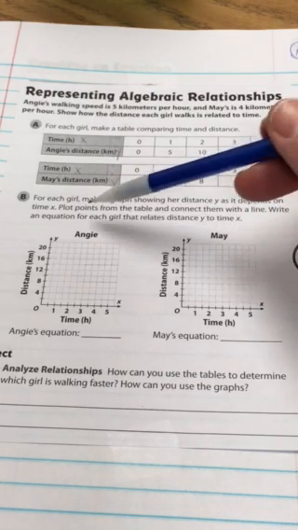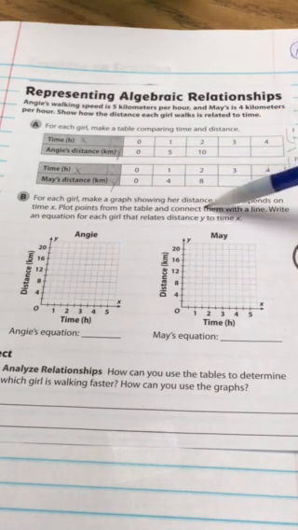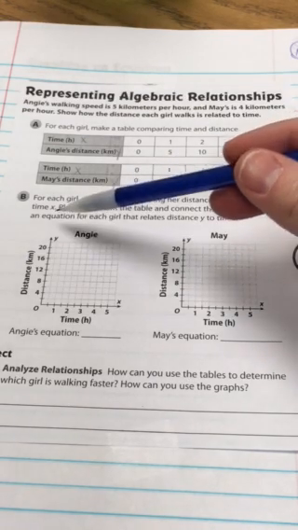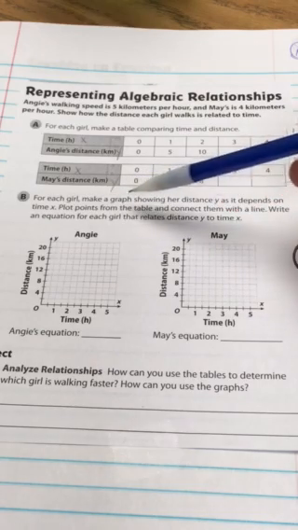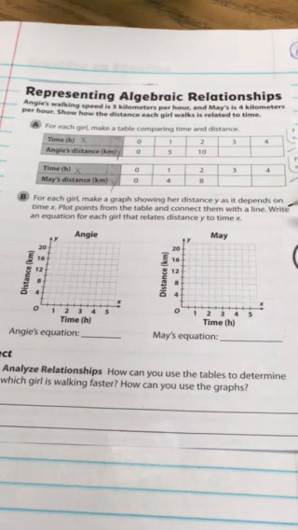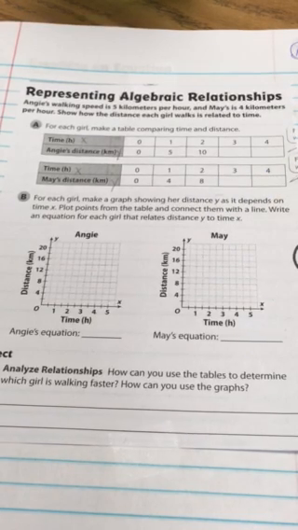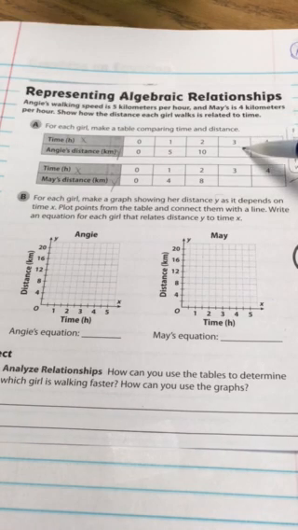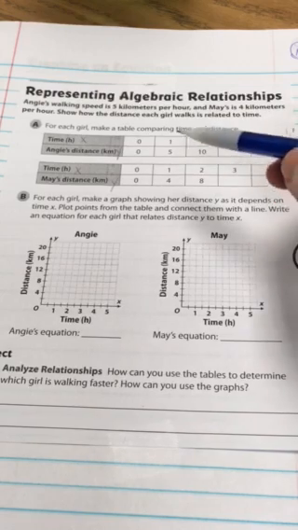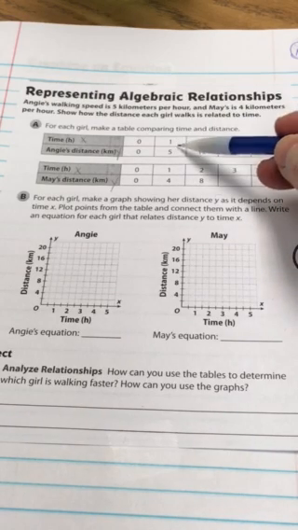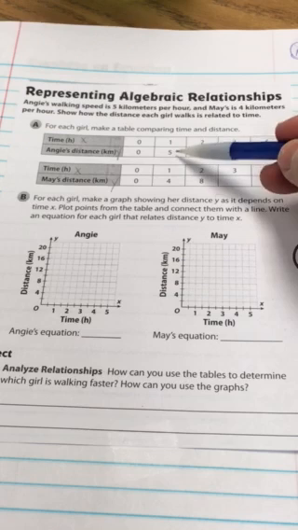Now, what they want you to do is for each girl, make a graph showing her distance Y as it depends on time, X. Plot points from the table and connect them with a line. Write an equation for each girl that relates distance Y to time. In this situation, I would recommend you finish your table first. You need to ask yourself, how do I get from X to Y?